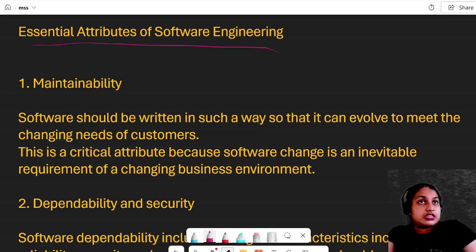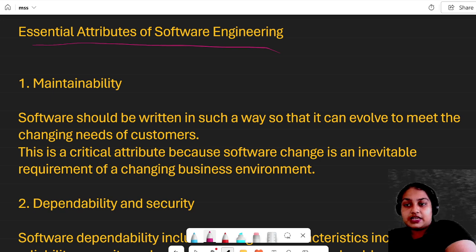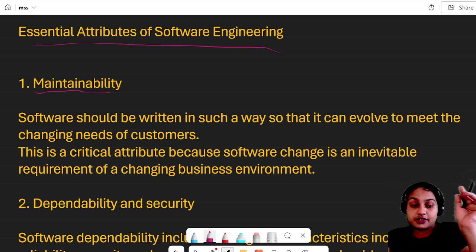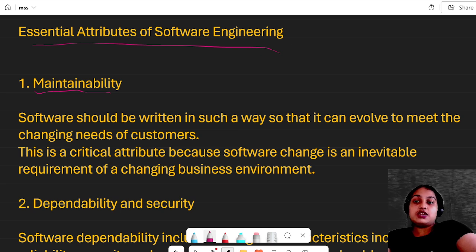We cannot avoid it; it is an inevitable requirement, because we do not know when the software will have to be changed, especially in a changing business environment. So maintainability is a very critical attribute, and whenever an engineer writes software, it should be written in such a way that it can evolve to meet the changing needs of the customer. That is our first essential attribute, maintainability.